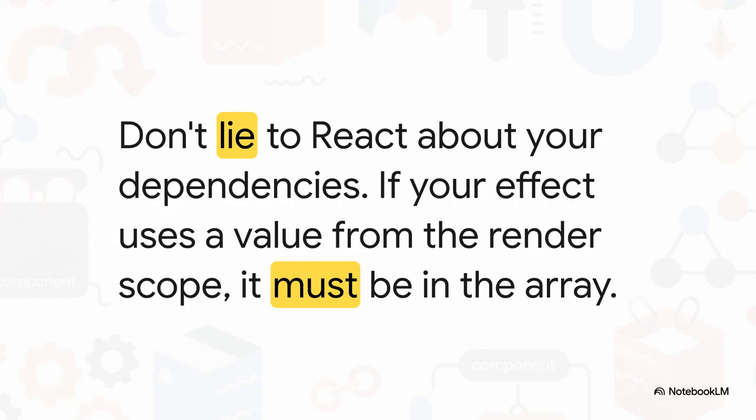Which brings us to probably the single most important rule of useEffect. And trust me, this is the source of like 90% of all useEffect bugs you'll ever encounter. Do not lie to React about dependencies. It's that simple. If your effect's code reads a value from props or state, that value has to be in the dependency array. End of story. The classic mistake is leaving something out because you think, oh, I only want this to run on mount. That is a trap. It's a recipe for stale data, stale closures, and the kind of bugs that will have you pulling your hair out for hours.